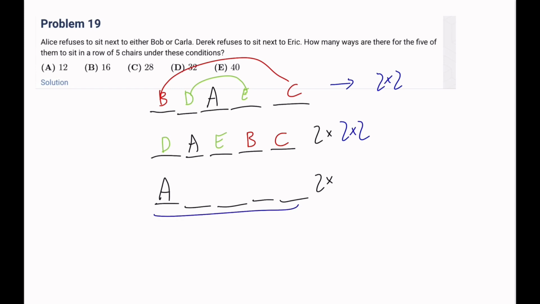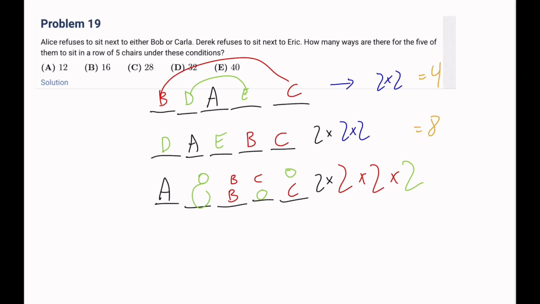And for this last one, Bob and Carla can be either here, or they can be here, right? And so there are 2 ways of this happening. And then Bob and Carla can change places. And then Derek and Eric should be in the remaining 2 places, but they can also change places, right? So this is also times 2, and so this would be 4, this would be 8, this would be 16, right? So 4 plus 8 plus 16, this is 28.